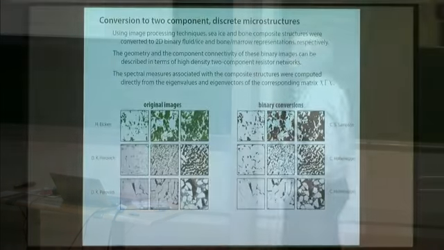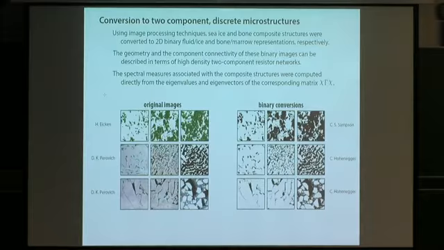Okay, so we've done a lot of image processing in the last few years with our melt pond work and now with these things. So, conversion to two-component discrete microstructures. We use image processing techniques to convert these 2D fluid ice and bone marrow representations into random lattice systems. Anyway, there's the binary conversion, but then there's also the conversion into the lattices themselves. This is the brine phase. This is melt ponds. This is the ice pack itself. So many different scales. That's part of the point here. Again, the integral representations don't care about the length scale.